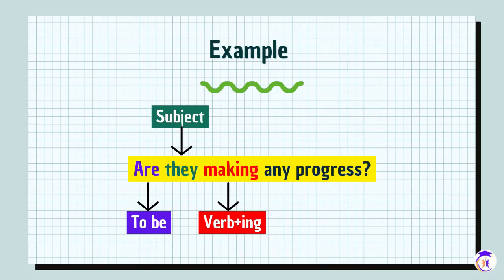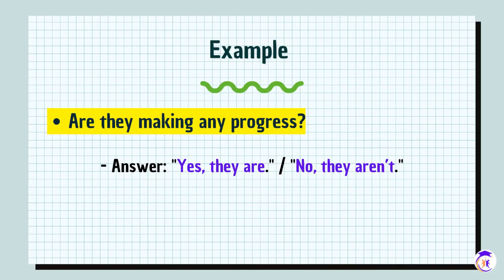Are they making any progress? This question is formed by placing the auxiliary are used in the present tense for the third-person plural subject, they, before the subject. The main verb making is in the ing form, indicating an ongoing action, while any progress serves as a complement specifying the type of progress being referred to. This question asks whether a group of people is currently making progress. Possible answers. Yes, they are.